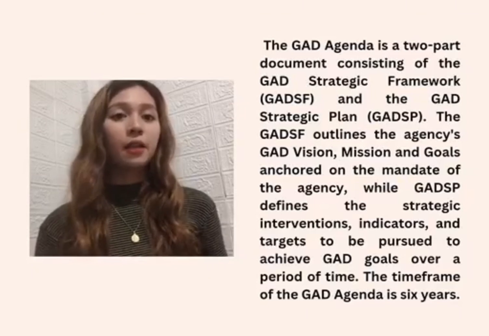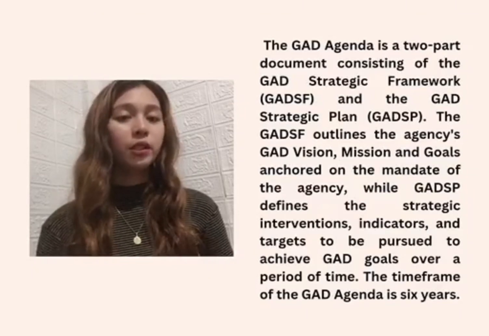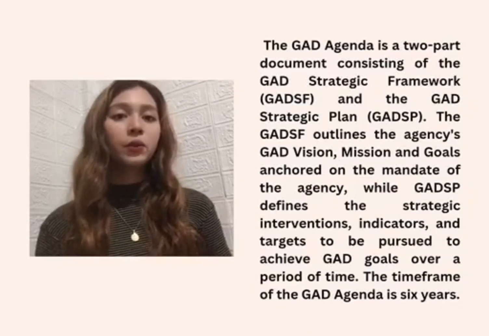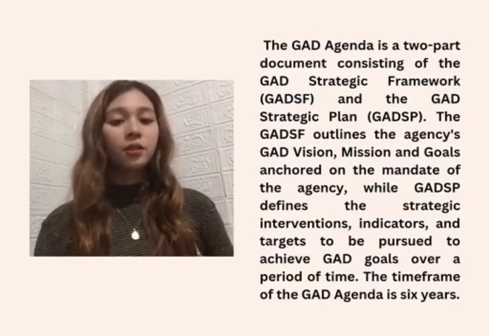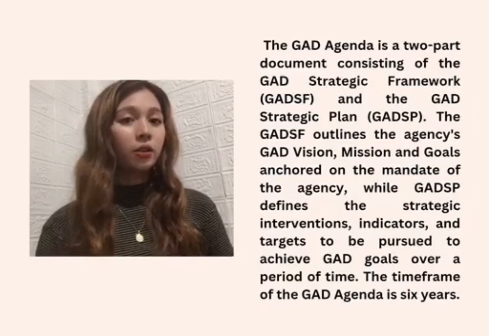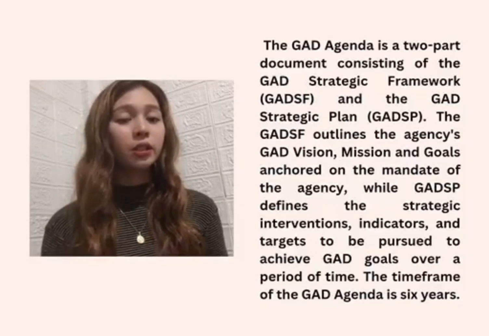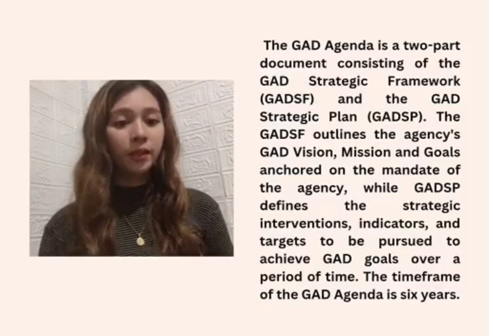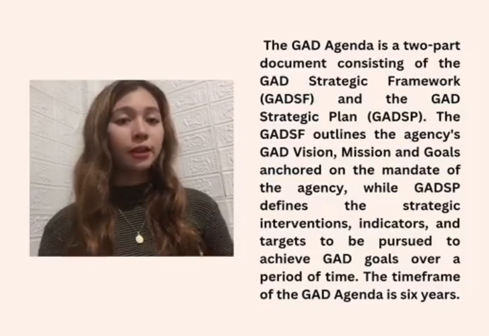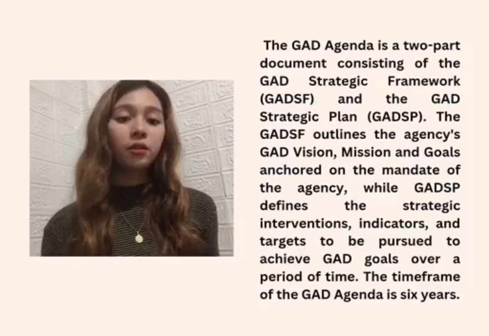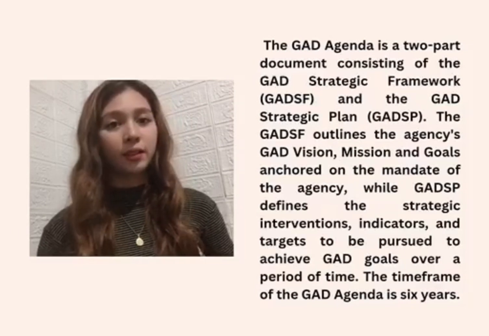The GAD agenda is made up of two main parts, which are the GAD strategic framework and the GAD strategic plan. So first, we have the GAD strategic framework. It is the foundation of the GAD agenda. It sets out the agency's big picture, which is the vision, mission, and the goals for gender and development. This framework is important because it guides the agency's work based on its responsibilities and ensures its plans match national laws and goals for gender equality.